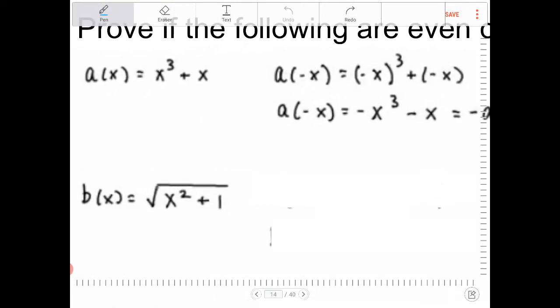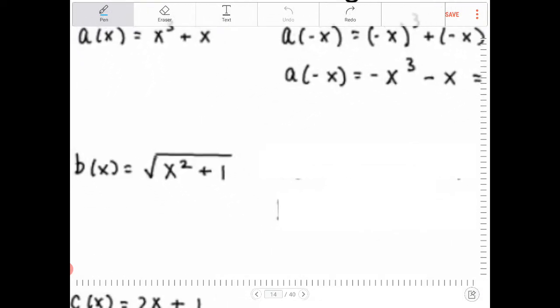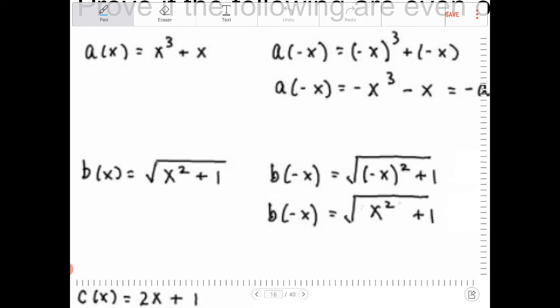So I have b of x. b of x is equal to the radical of x squared plus 1. Again, the way in which we prove whether a function is even or odd is by substituting a negative x coordinate in there. So that's what we're going to do. And we're going to do a little bit of simplifying. Let's remove the parentheses. So this becomes, again, the square root of x squared plus 1, because if I square the negative x, isn't this what I end up with?